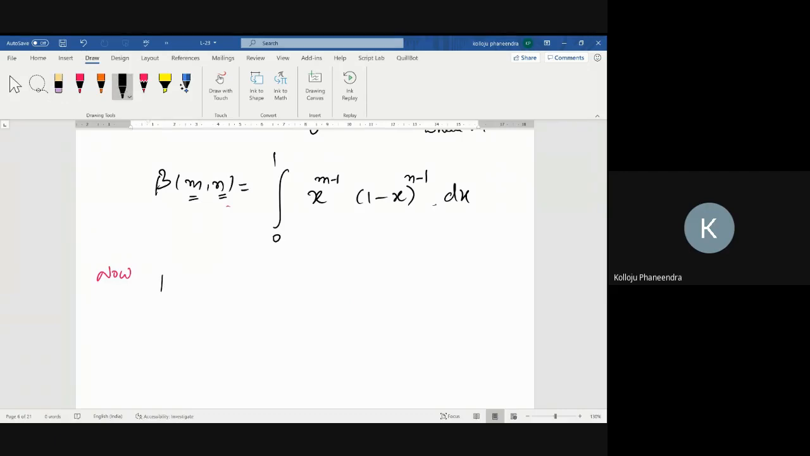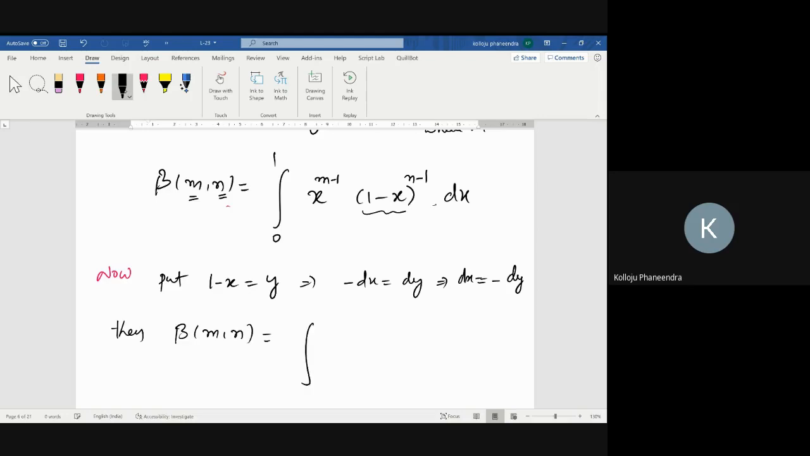To get that one, here I have to get 1. Put 1 minus x equal to y. Then what is dx equal to? Minus dy, correct? Differentiating this, right? Then what is the above expression, beta m n? 1 minus x is changed to y. What is the x value then? x equals 1 minus y, right?